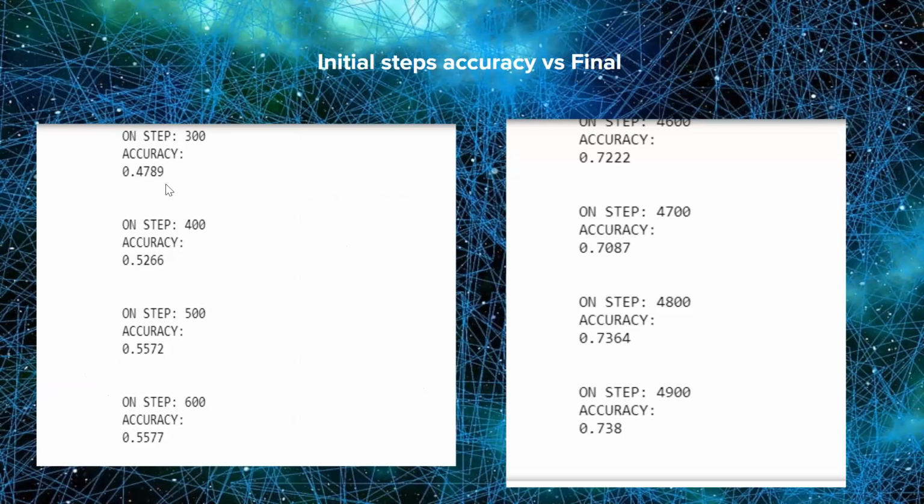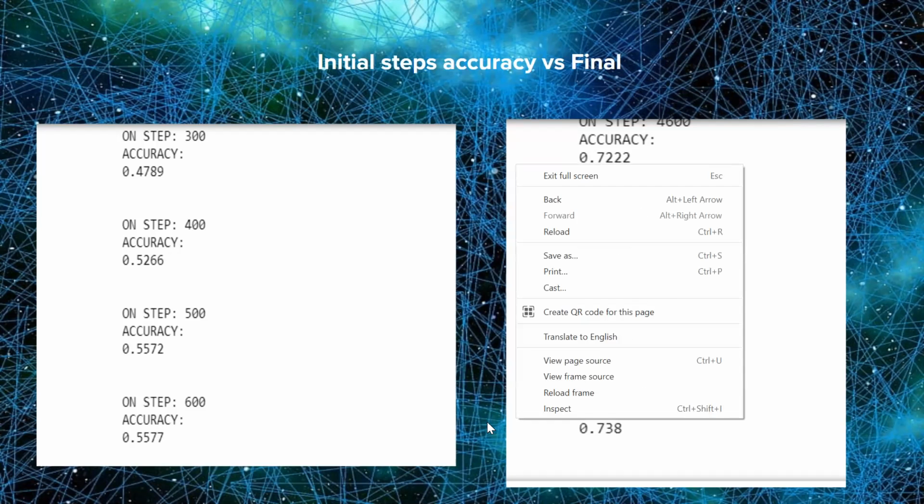These are the steps obtained for the 4 convolution layers. At step 300, we got an accuracy of 47.89%, whereas at step 4,900, we have got 73.8%, which is 2.86% greater than the above model. So I would suggest this is the best model compared to the above model.